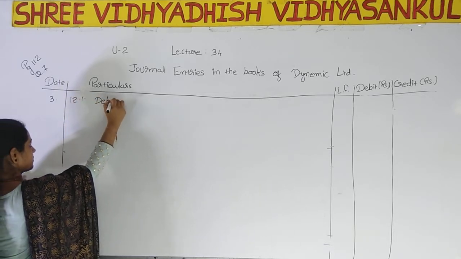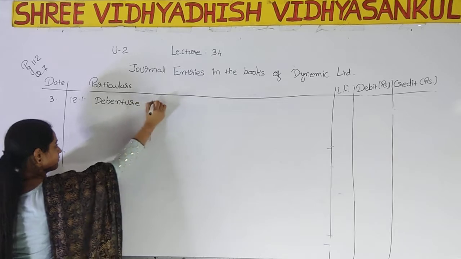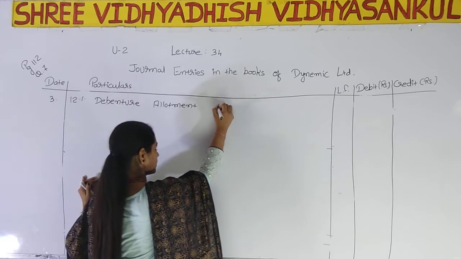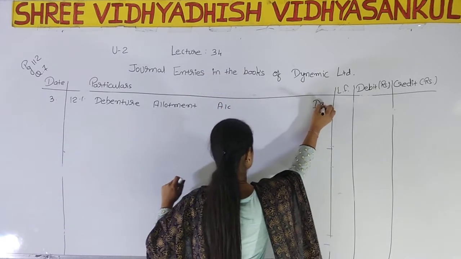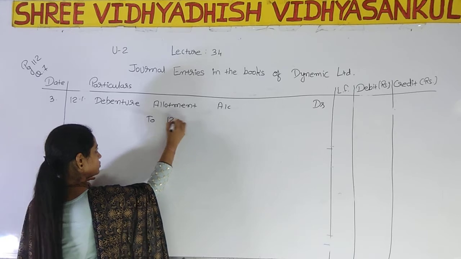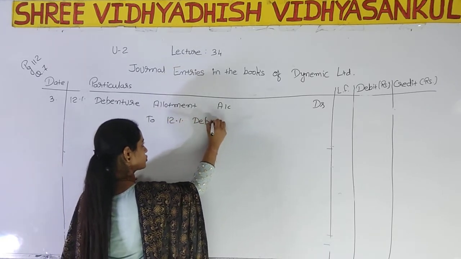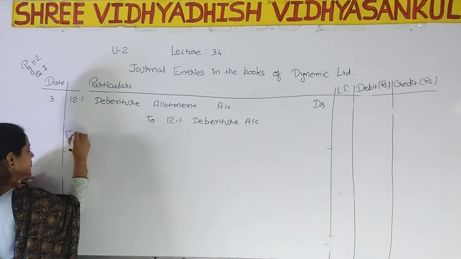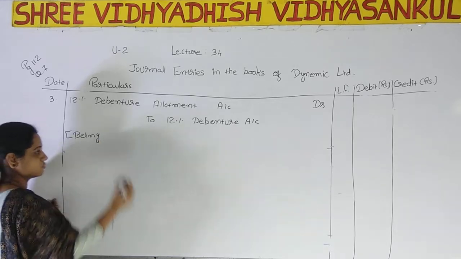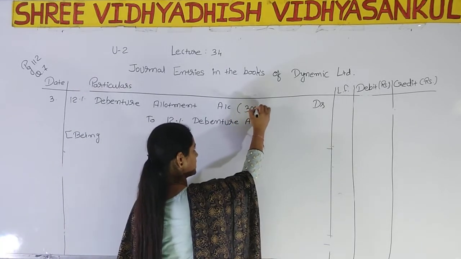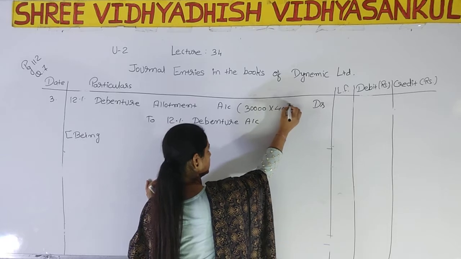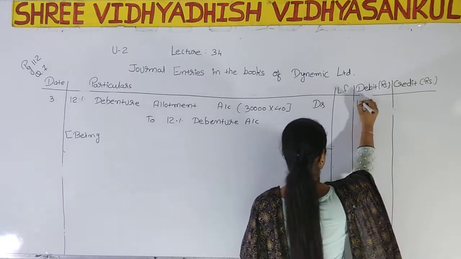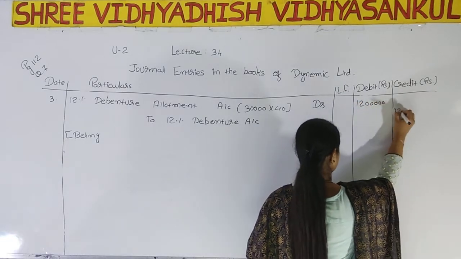12% debenture allotment account debit to 12% debenture account, into bracket bill, right? But before that we'll write the amount. Number of debentures are 30,000 into we have demanded 40 rupees with this, right? So total we have demanded 12 lakh rupees.